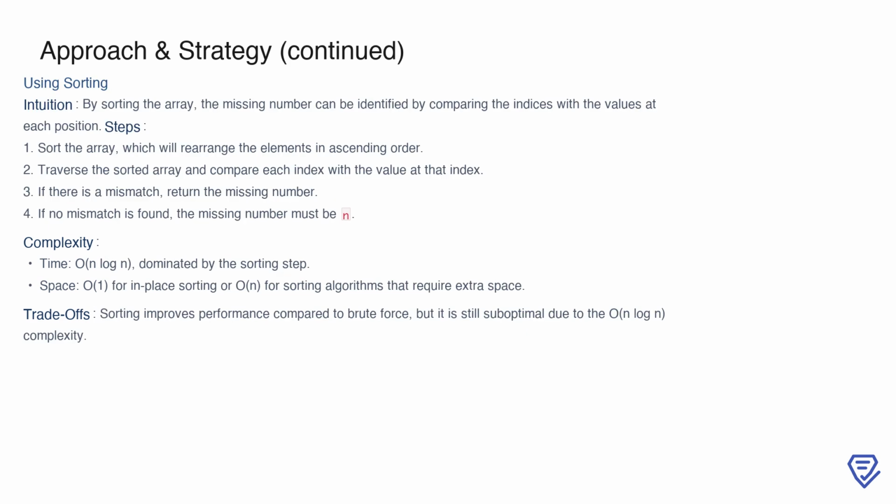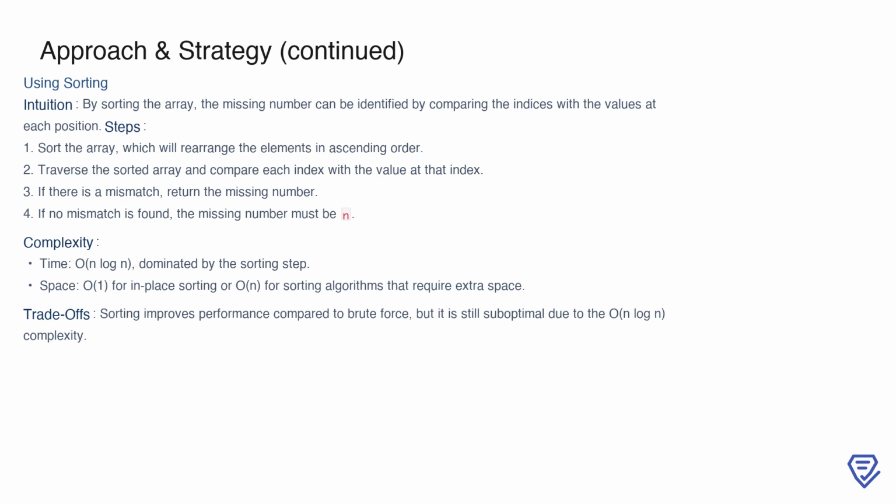By sorting the array, the numbers are arranged in ascending order, enabling us to efficiently identify the missing number. The key idea here is to compare the indices of the sorted array with the values at each position. If there is a mismatch between an index and the corresponding value, that index represents the missing number. If no mismatch is found during the traversal, it means the missing number is at the end of the range, which is n. The sorting step dominates the time complexity at O(n log n), while the traversal is linear.